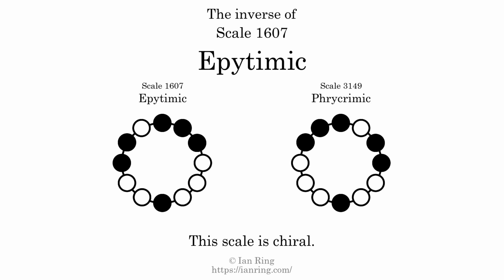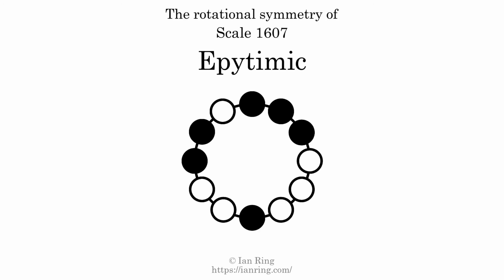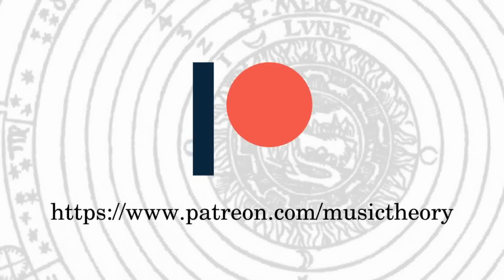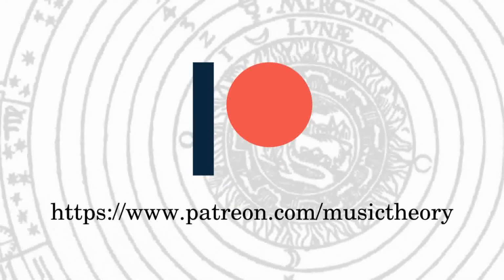The inverse of a scale is a mirror image. It is what you get when the sequence of intervals is reversed. The inverse of this scale is scale 3149, also known as Epytimic. This scale is chiral. It cannot transform into its inverse by rotational transformation. This scale has no rotational symmetry. For even more detail about this scale, visit ianring.com/musictheory/scales/1607.